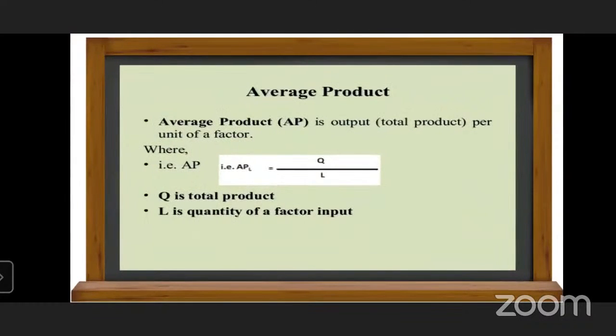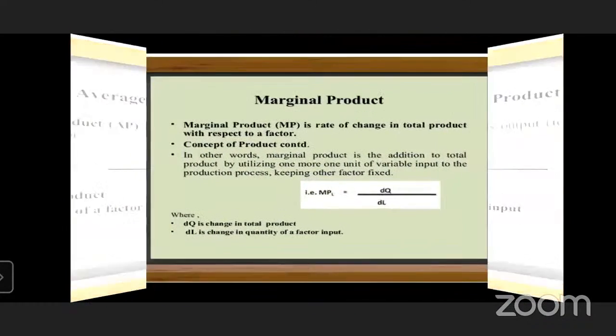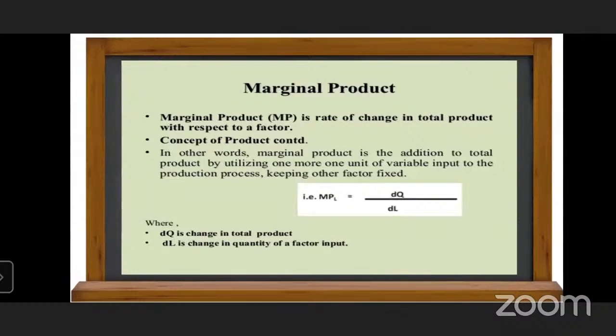Then we have average product. Then we have marginal product. So marginal product is that output which is obtained by the additional unit of input. That change in output is called marginal product. Fine. So that is dq by dl.